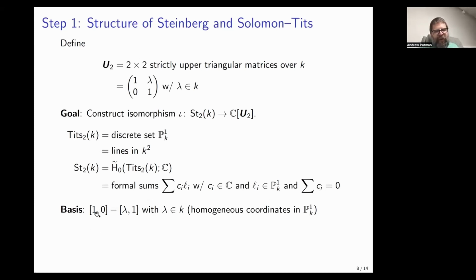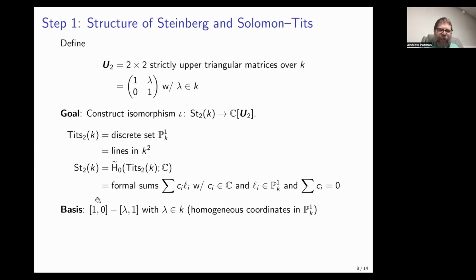And so a basis for the set of formal linear combinations where the sum of the coefficients is 0 is just, we take the line of slope infinity, the line (1, 0), minus some other line, so a line (lambda, 1). So (1, 0) is the line of slope infinity. All the other lines, we can scale the second coordinate to be 1, so all the other lines are uniquely of the form (lambda, 1) for some lambda inside K. And so (1, 0) minus (lambda, 1) is a basis for the Steinberg representation, just as a complex vector space.